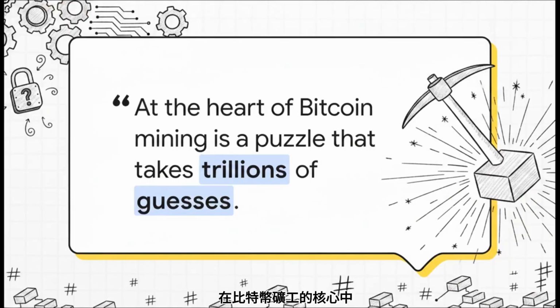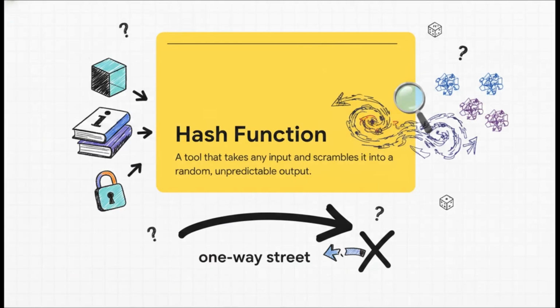At the heart of Bitcoin mining is a puzzle that takes trillions of guesses. Let us unpack what miners are actually solving. Okay, let's dive into this. To really get this puzzle, we just need to wrap our heads around one specific tool, and that's the hash function. Think of a hash function as basically a giant digital scrambler.